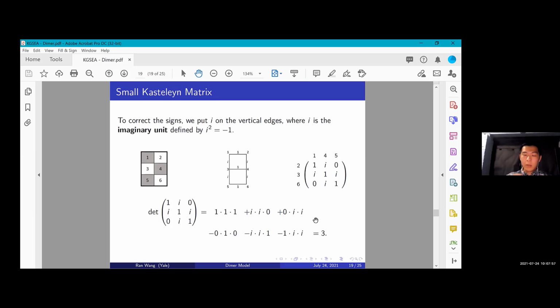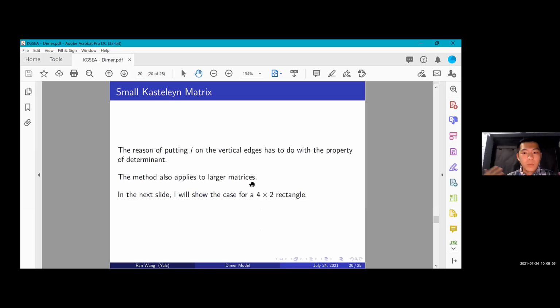By putting the imaginary units on the vertical edges, we deal with this problem. You might wonder why that's the case. The reason behind it has to do with a property of the determinant. The method is something really advanced that you might learn in college.